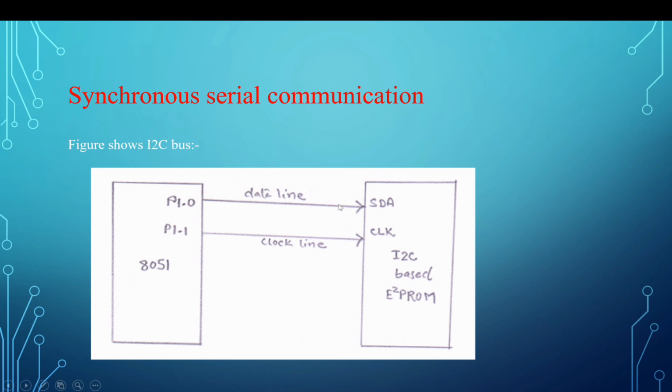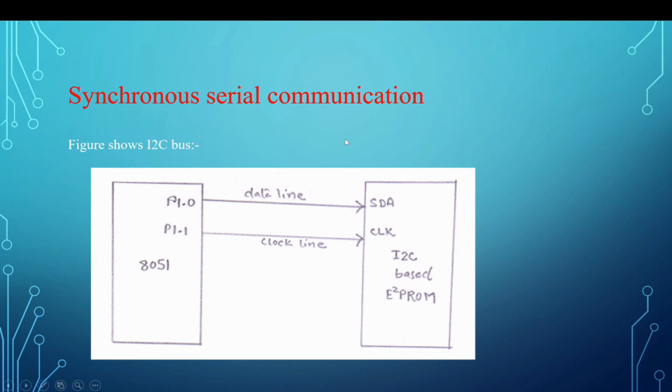Whenever data is transferred through the data line, there is a clock from the master. So whenever there is data on the data line, there is a clock on the clock line. So the clock synchronizes the serial communication. Here we don't need to synchronize the transmitter and receiver to the same baud rate before communication, because whenever there is data there is a clock, so the clock line automatically synchronizes the communication.